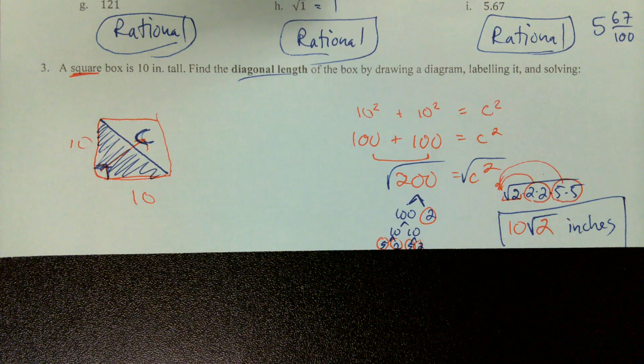Did you notice the pattern between those last 2? What's your answer here? 40 root 2 for a 40-inch tall square, right? What was your answer on number 3? 10 root 2 for a 10-inch tall square. Find a 30-inch tall square. What do you think my answer would be?